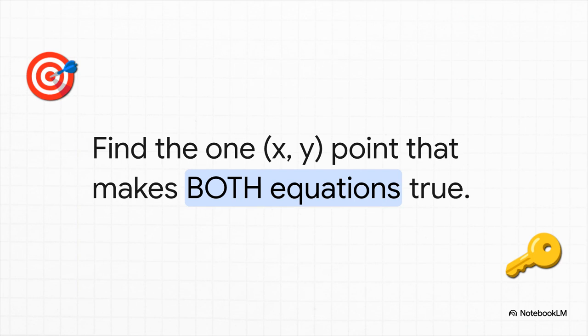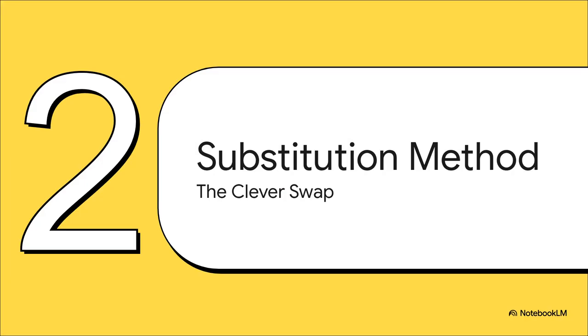So that's our goal, plain and simple. We are on the hunt for one specific xy coordinate, one x value and one y value that is like the magic key that unlocks both equations at the same time. It's the one answer that solves the whole mystery. Okay, let's start filling up our toolkit.